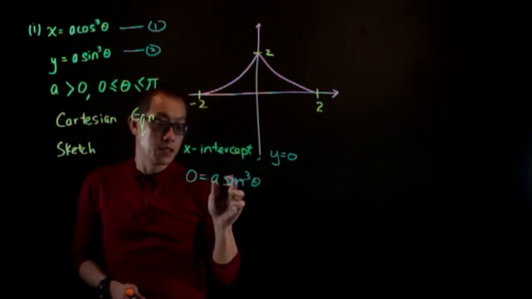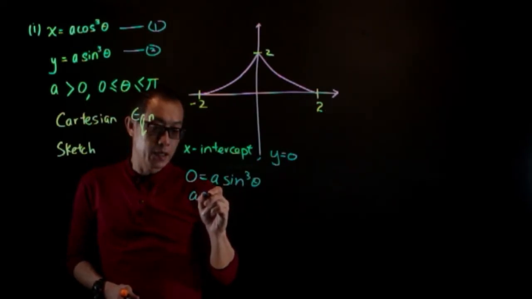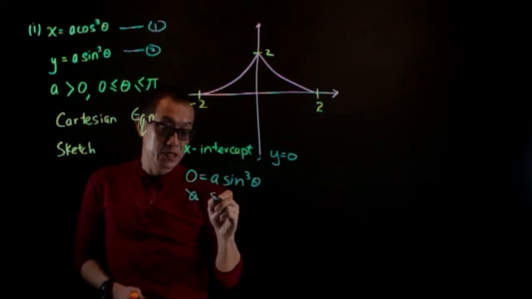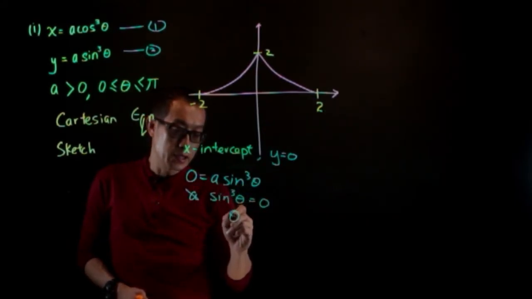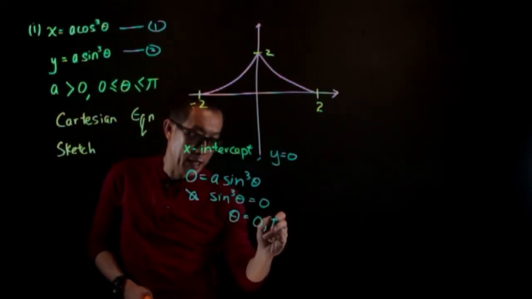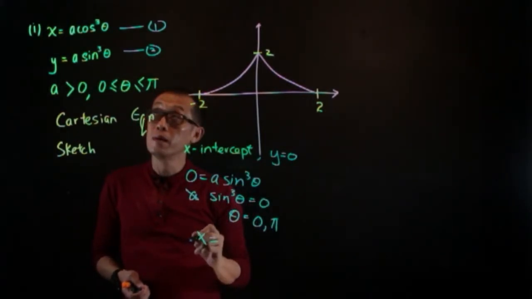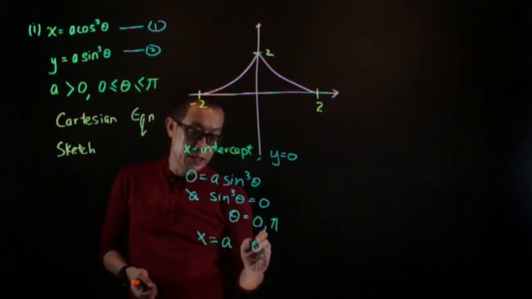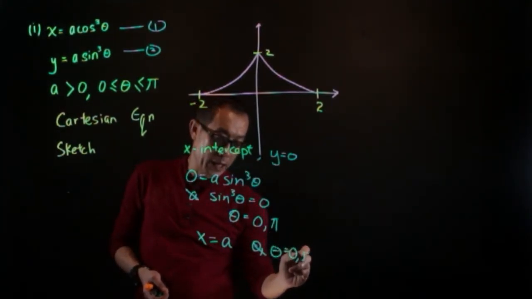Since a is not 0, you divide by a on both sides. So you get sine cubed theta equals 0, so theta will be equal to 0 and pi. So your value of x will be a when theta is equal to 0 or pi.